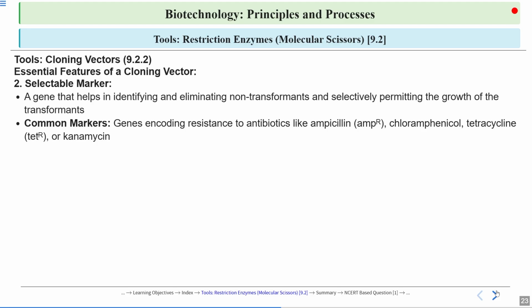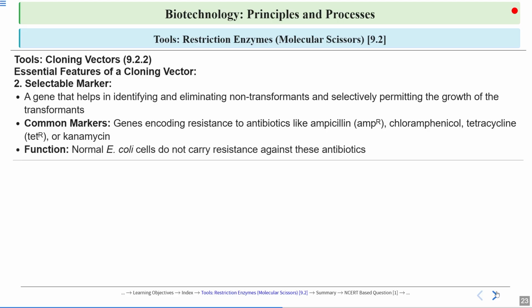What are the common markers? Genes encoding resistance to antibiotics like ampicillin, chloramphenicol, tetracycline or kanamycin. These are the common markers. So how does it help? E. coli, which we have been talking about for so long, is usually used as the host, in the example we are going to talk about later, and E. coli does not carry resistance against these antibiotics. Okay.